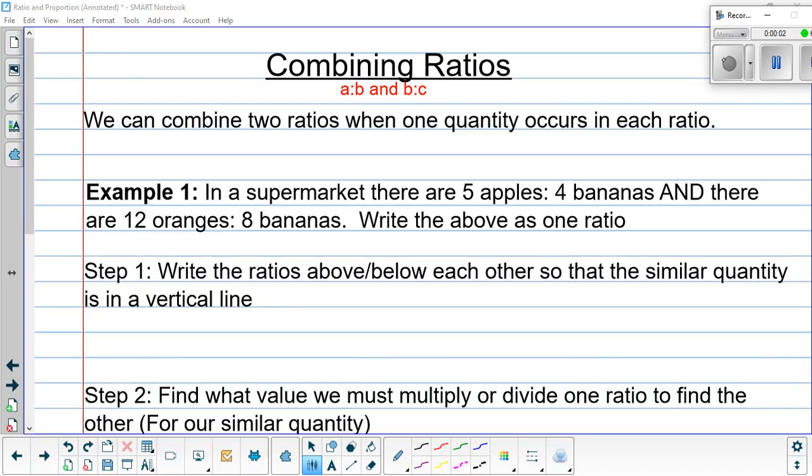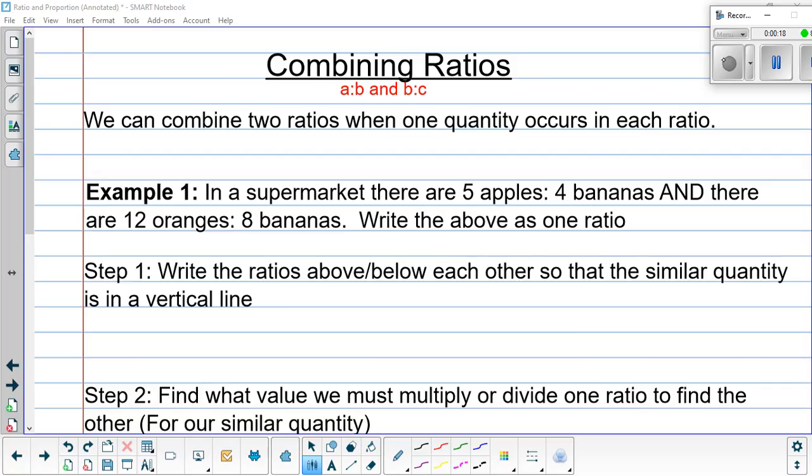So now we're looking at combining ratios. This is when we have something, kind of in red, where it's A to B, and we have something where we can compare B to C. So we're comparing two ratios, or combining two ratios, when one quantity is in both.